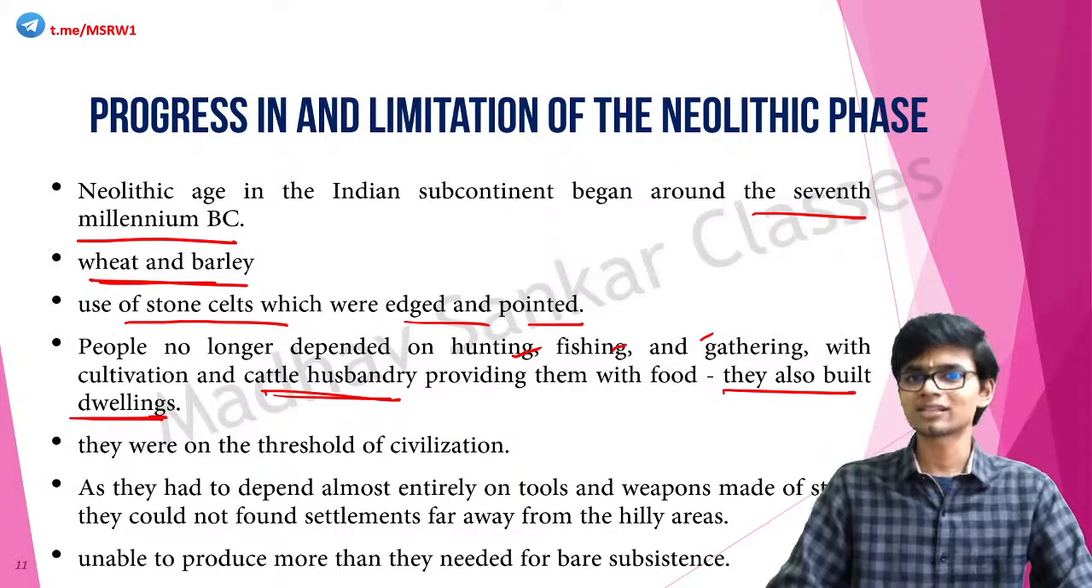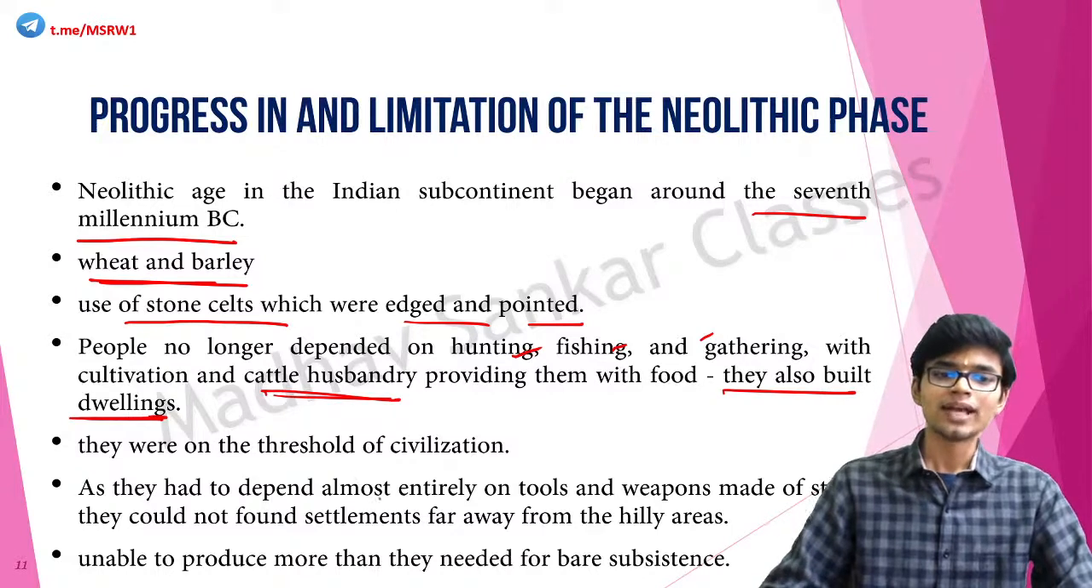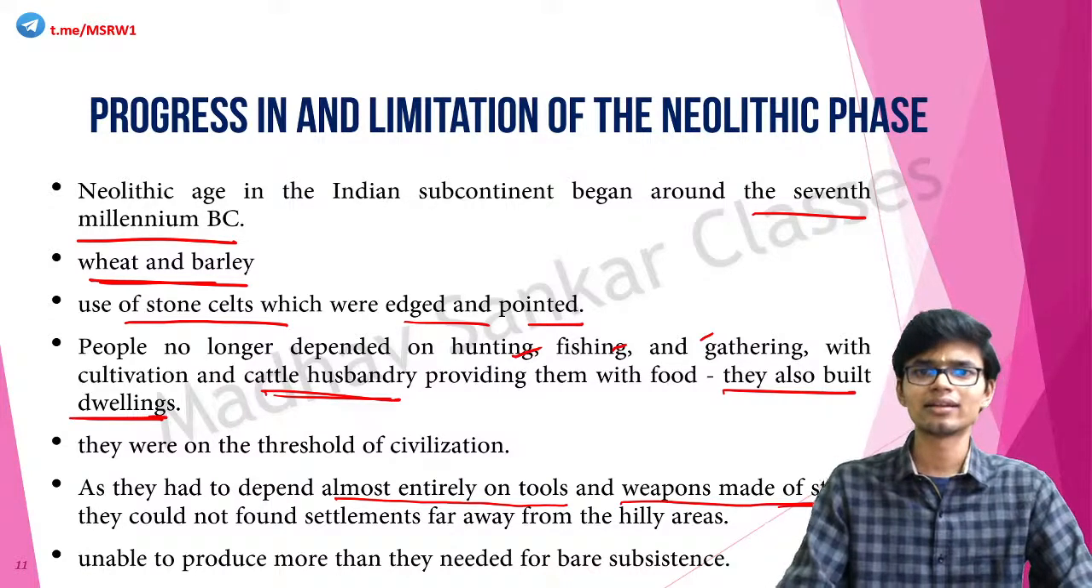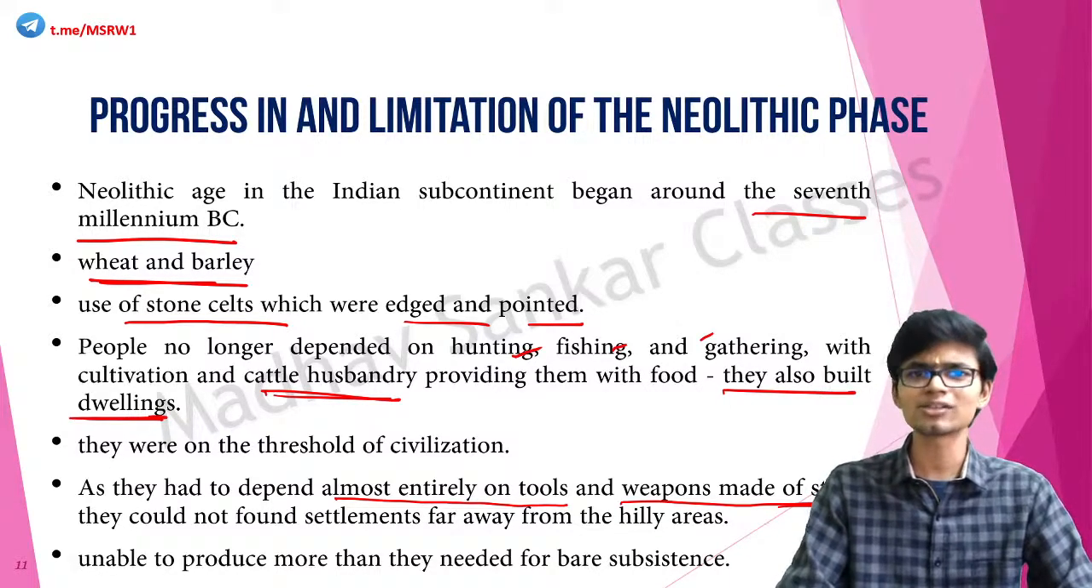But obviously, there have been some drawbacks also. So, what are the drawbacks that the Neolithic phase faced? First of all, they had to depend almost entirely on tools and weapons made of stone. They did not have the luxury of using metal. Using metal is not very common to the Stone Age period. That is why it is called Stone Age. We don't call it Metal Age.